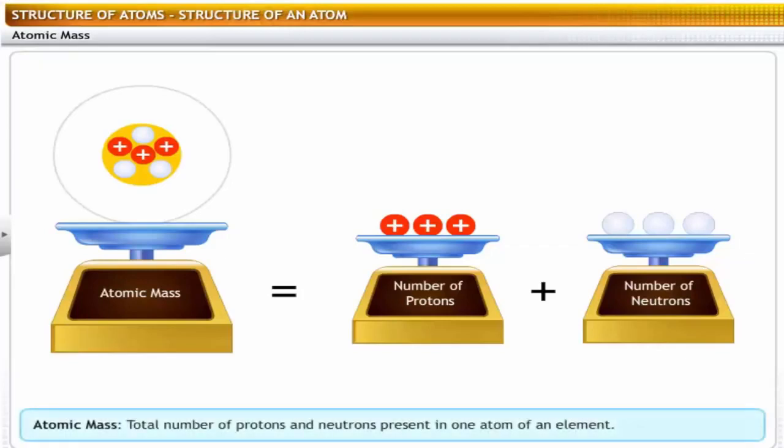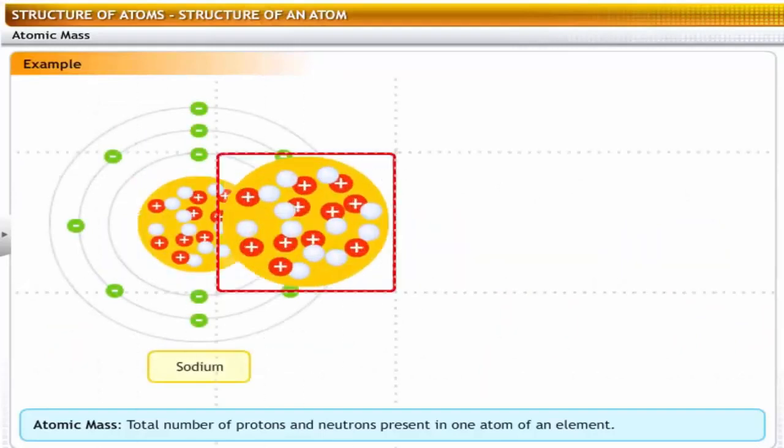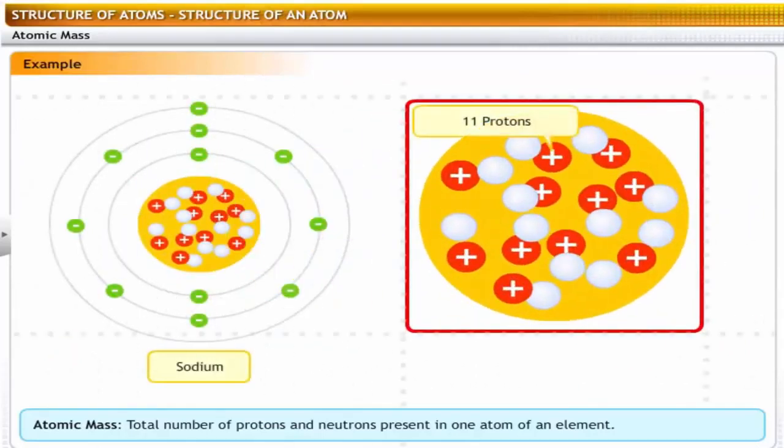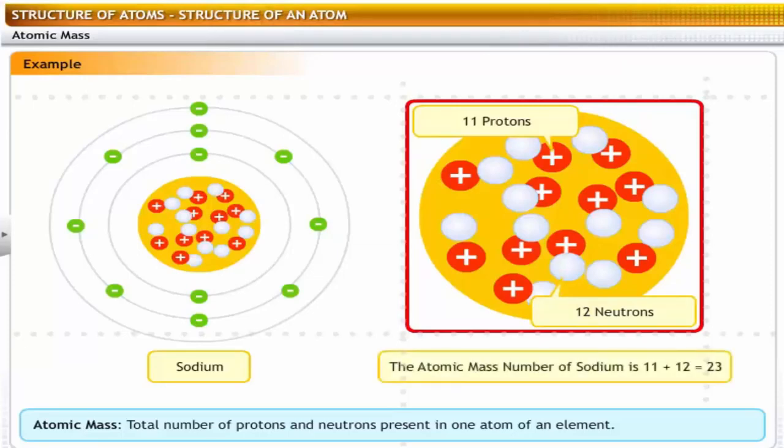Therefore, atomic mass can be defined as the total number of protons and neutrons present in one atom of an element. For example, one atom of sodium contains 11 protons and 12 neutrons. So, the atomic mass number of sodium is 11 plus 12 equals 23. The mass number is denoted by the letter A.